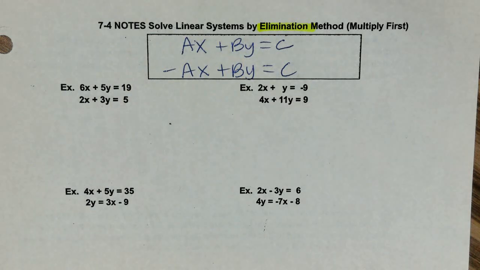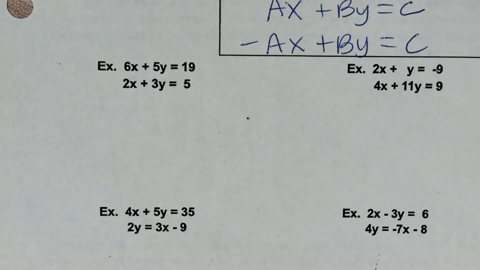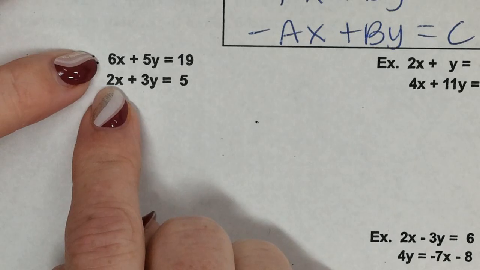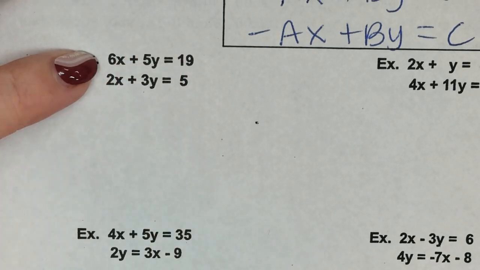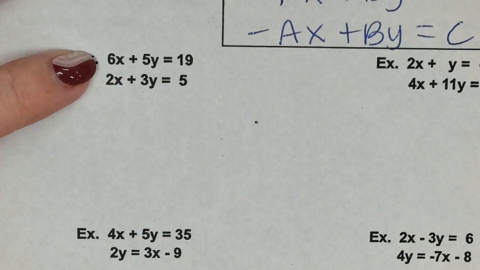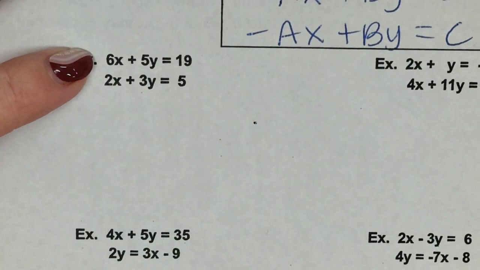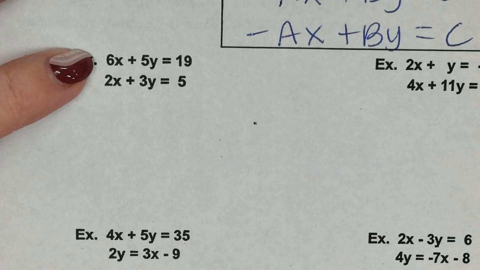Okay, so today we're doing the elimination method, but this time we're going to have to multiply first. If you look at the first example, 6x and 2x will never eliminate, and 5y and 3y will never eliminate. So what we're going to have to do is multiply one of the equations or both of the equations by a number that will eliminate the x's or the y's.